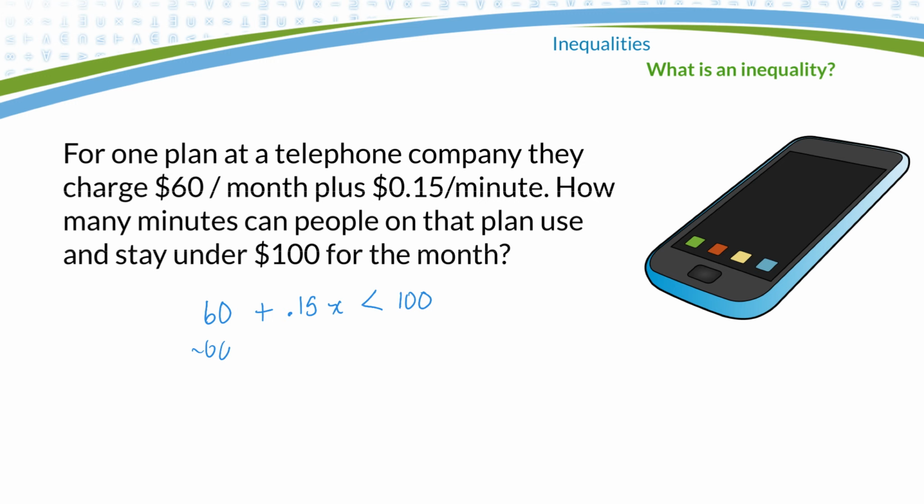Okay, to solve, let's subtract 60 on both sides. So I get 0.15x is less than 40. And then I'll divide both sides by 0.15. So I get x is less than whatever 40 divided by 0.15 is. I don't know what that would be. Let me check. Okay, it comes out to 266.6, etc. minutes. So if you want to stay under $100, make sure you stay under 266 minutes of talk time.